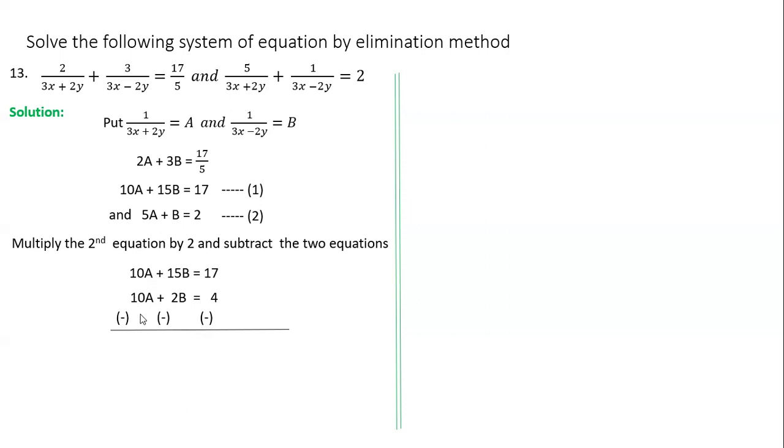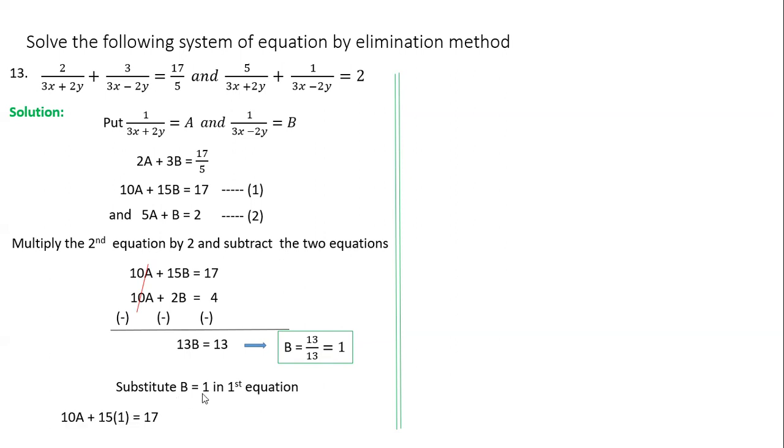This cancels. So 15 minus 2 is 13, and 17 minus 4 is also 13. So b is equal to 13 upon 13 is 1. b is 1. Put b is equal to 1 in the first equation. So 10a plus 15 into 1 is equal to 17. So 10a is equal to 17 minus 15, that is equal to 2. a is equal to 2 upon 10, that is equal to 1 upon 5.